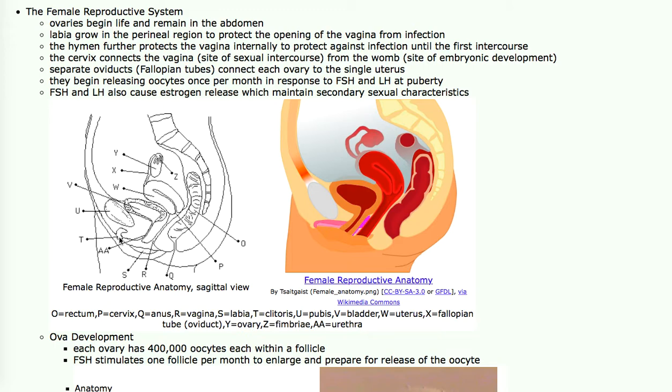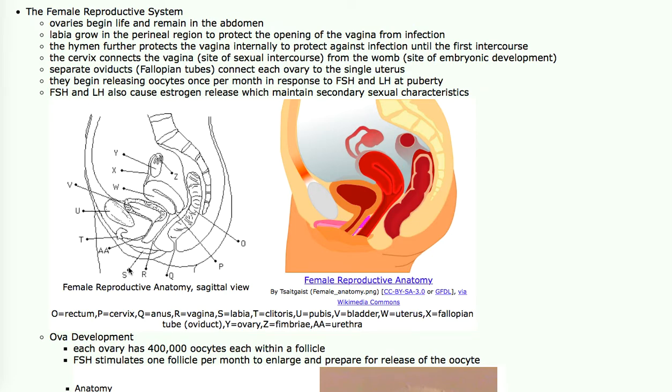That forms from the same cells that form the penis. As a matter of fact, if the girl had been a boy, this is what would have made the penis. This is the site of female orgasm. The female orgasm reflex originates most of the time here.